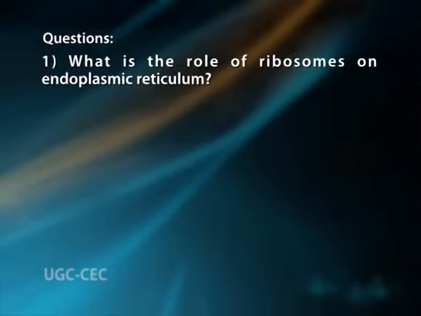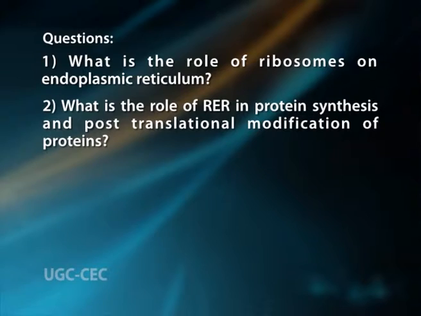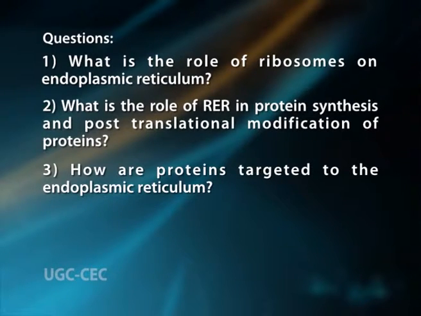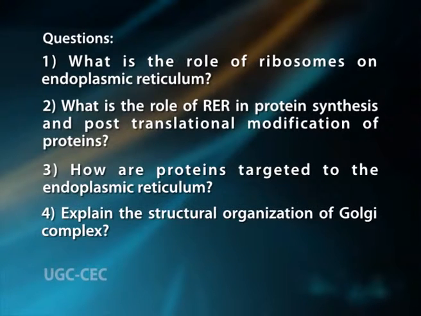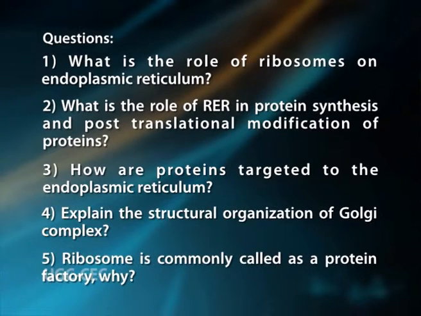Here are a few questions for you to work out. 1. What is the role of ribosomes on endoplasmic reticulum? 2. What is the role of rough endoplasmic reticulum in protein synthesis and post-translational modification of proteins? 3. How are proteins targeted to the endoplasmic reticulum? 4. Explain the structural organization of the Golgi complex. 5. Ribosome is commonly called a protein factory. Why?